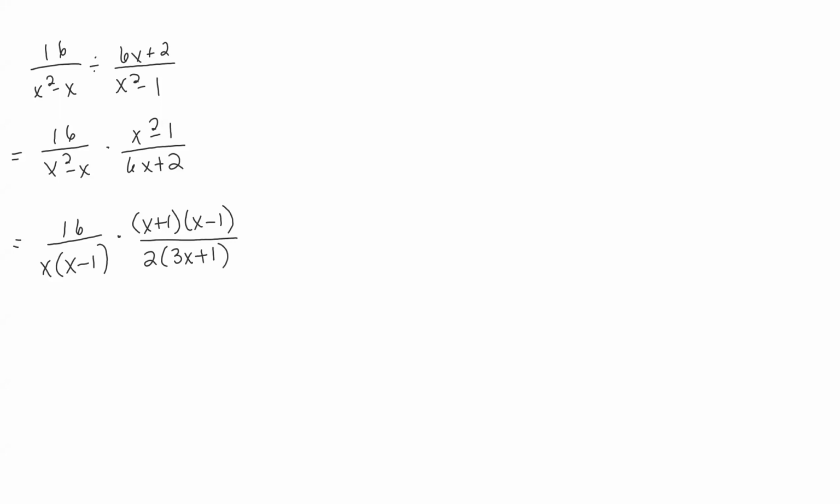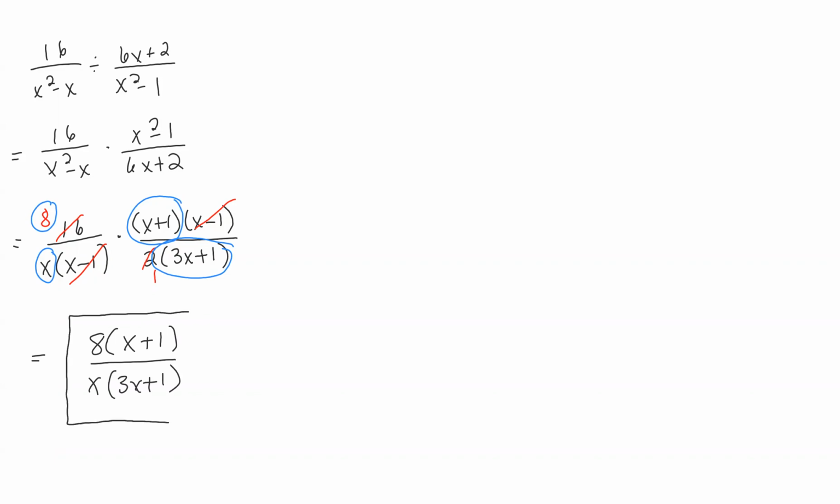Now I want to see if anything will cancel, numerator versus denominator. And it just so happens there is an x minus 1 that'll cancel. And then if I look at the 16 and the 2, 2 will go into itself once and it'll go into 16 8 times. So what does that leave us with? Well, it leaves us with an 8 and an x plus 1 in the numerator. In the denominator, it leaves us with an x and a 3x plus 1. So my final answer is going to be 8 times x plus 1 all over x times 3x plus 1. And that's your final answer.